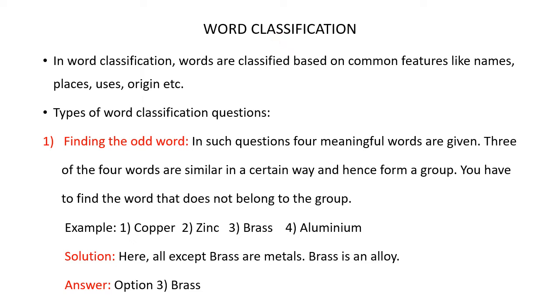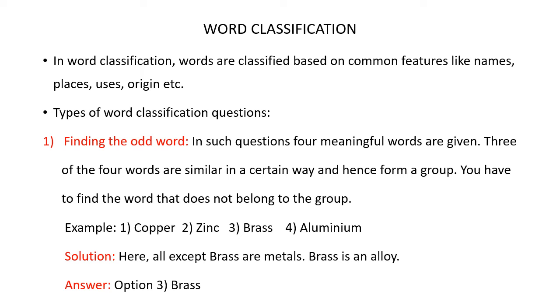Let's learn about word classification. In word classification, words are classified based on common features like names, places, uses, origin, etc. There are various types of word classification questions like finding the odd word or finding the odd pair of words, etc. Let's learn about classification questions where you have to find the odd word. In such questions, four meaningful words are given. Three of the four words are similar in a certain way and hence form a group. You have to find the word that does not belong to the group.